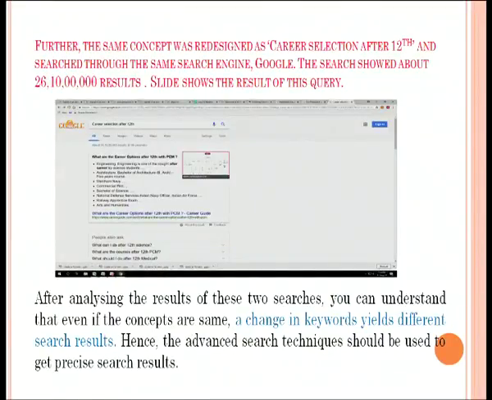Now coming to this further, the same concept was redesigned as career selection after 12th and searched through the same search engine, Google. The search showed about 2,610,000 results. Slides are showing the results. After analyzing the results of these two searches, you can understand that even if the concepts are the same, the change in keywords yields different search results. Hence, the advanced search should be used to get precise results.